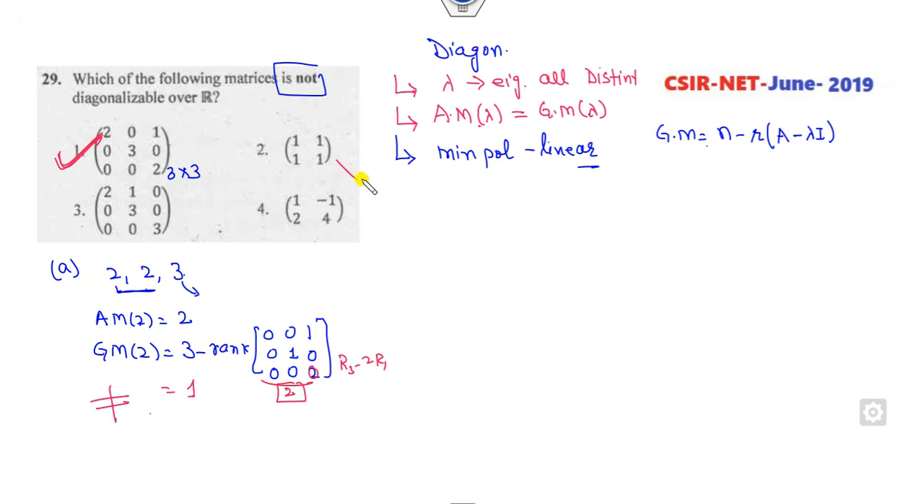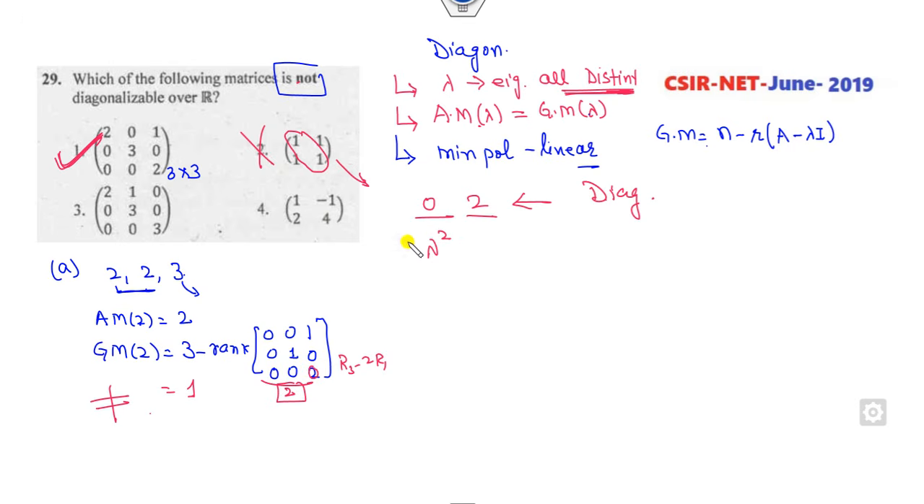Look at the next one. You can easily find the eigenvalues. One eigenvalue is 0 because the determinant is 0. The trace is 2, so the second eigenvalue is 2. You can see these are distinct eigenvalues, so it is a diagonalizable matrix. But we need a NOT.